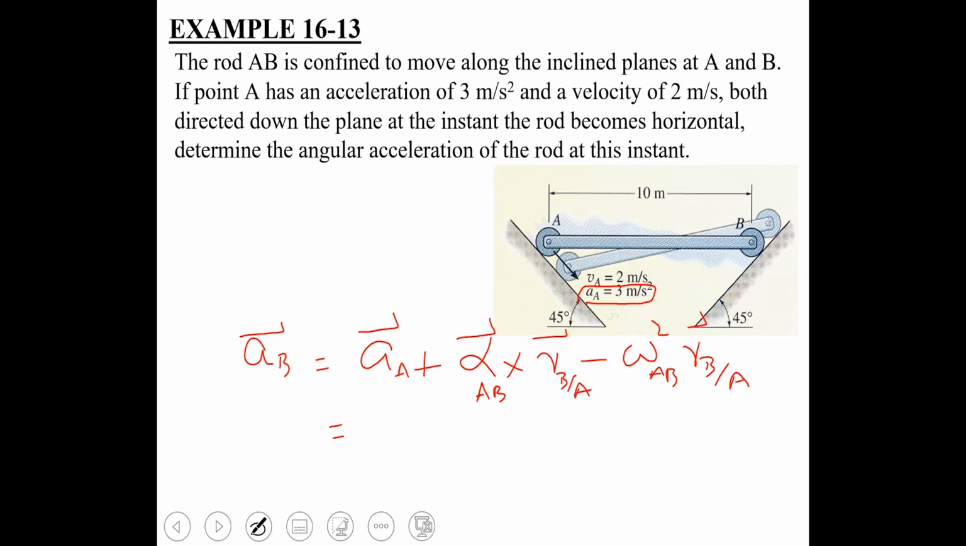AA, can you identify AA vector? Yes, sir. Fourth quadrant में 3 cos 45 minus 3 sin 45 j. ये आपके पास वेक्टर आ गया AA. Okay, what about alpha AB? First of all, what does this alpha represent? Alpha है क्या ये?